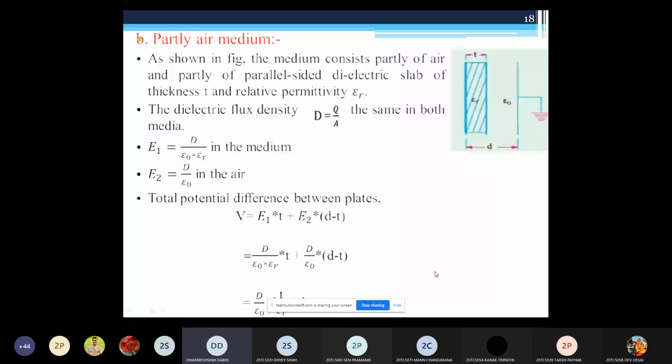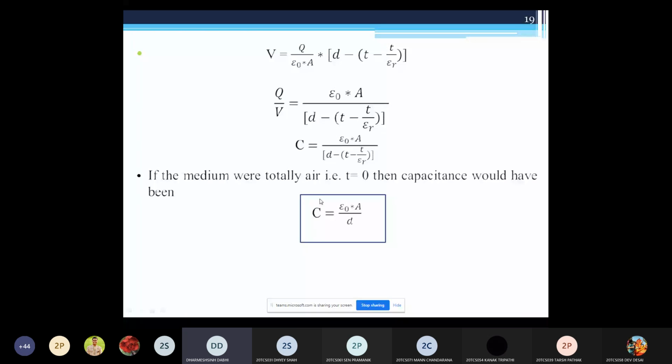Then we derived the equation of capacitance for partly air medium and partly insulating material. You can see the thickness T of an insulating material and partly air between the two conductive plates. What is the value of capacitance? We derived the equation C is equal to epsilon 0 A divided by D minus T plus T upon epsilon R, where T is the thickness of the insulating material. If air is the only insulating material, then the capacitance is epsilon 0 A by D.